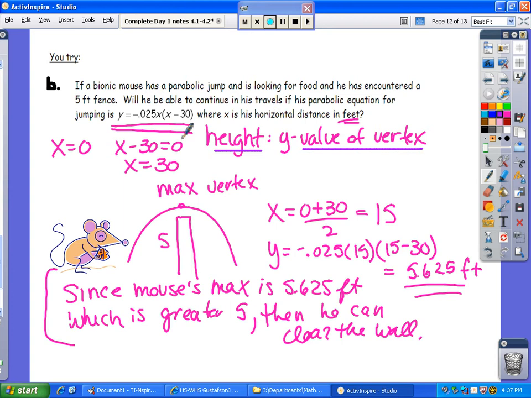All right, this thing is in intercept form, so that means we need the zeros. So x equals 0, so each x equal to 0. So x equals 0 is a 0, and x minus 30 equals 0, so x equals 30 is a 0. So for intercept form, we need to average our zeros. So 0 plus 30 divided by 2 is 15. Take the 15, plug it back into this original equation, and you should get 5.625 feet.